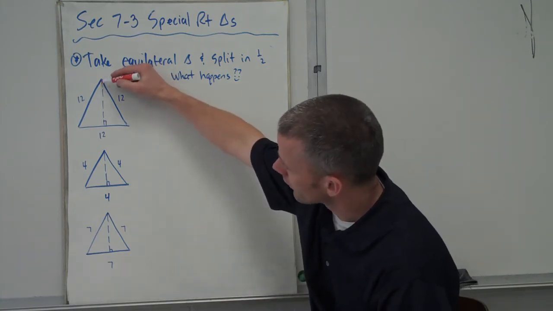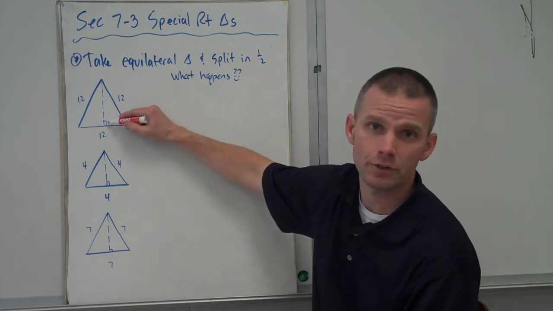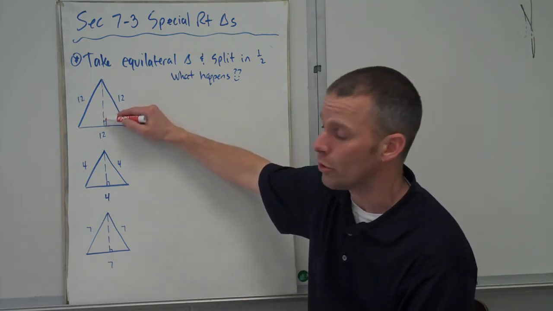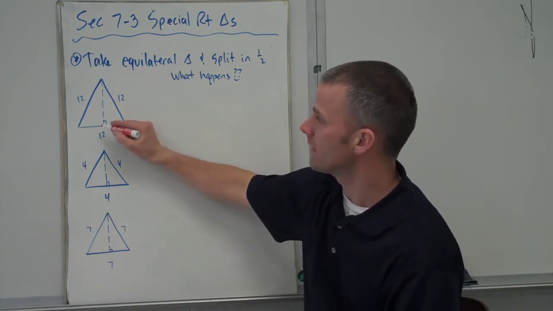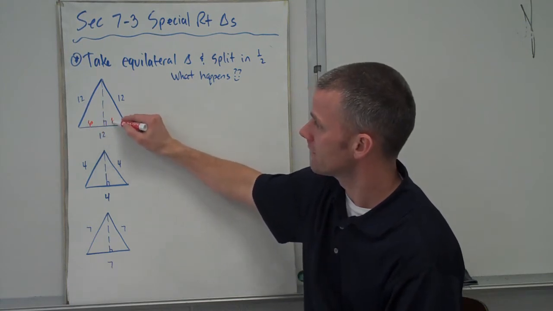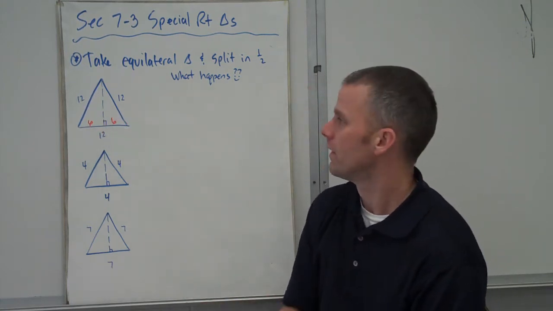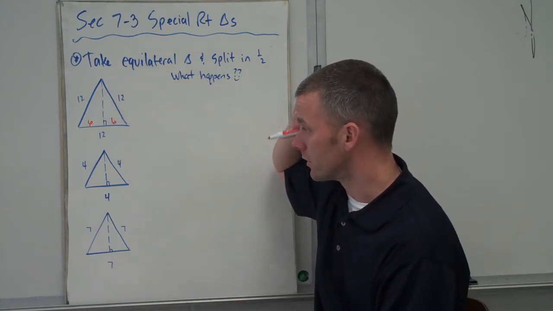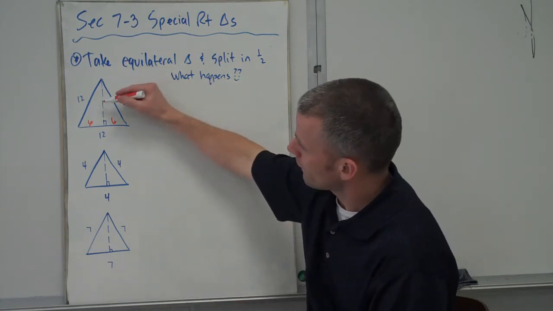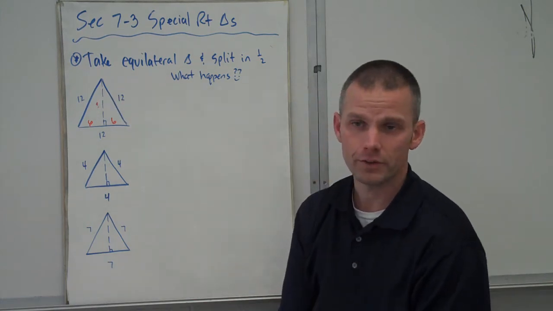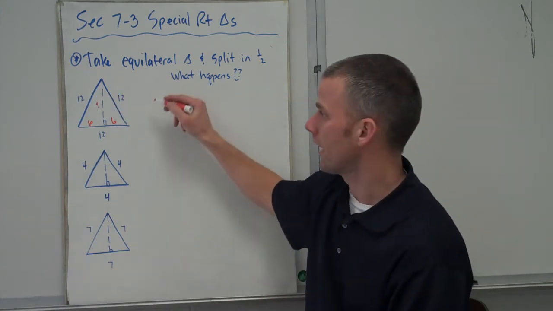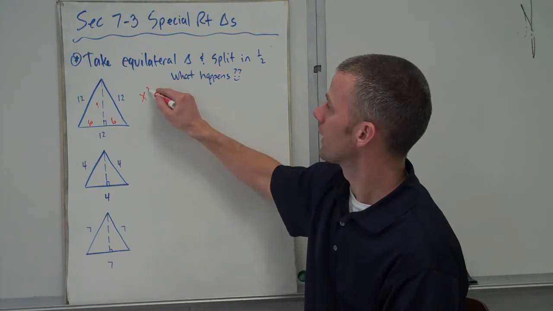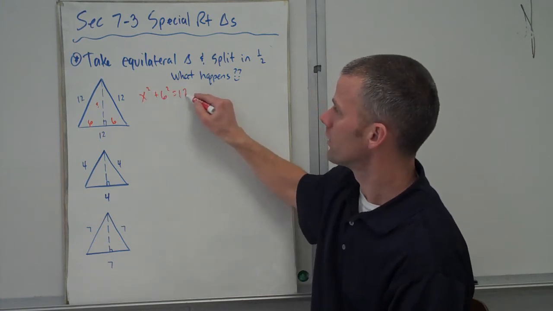this segment right here is acting not only as an altitude, right angle. It's also acting as a median, which means I know that that's 6 and this is 6. It's also acting as an angle bisector. We'll get more into that here in a minute or two. But if I want to figure out the length of that altitude, I could do Pythagorean theorem. I could do x squared plus 6 squared equals 12 squared.